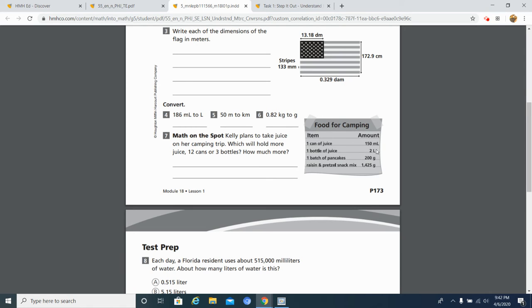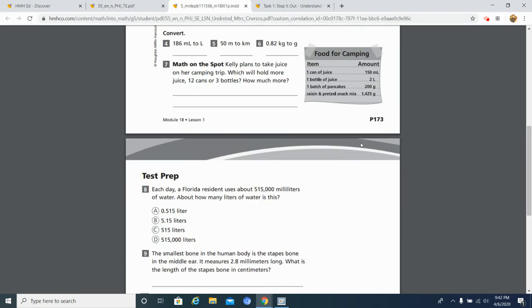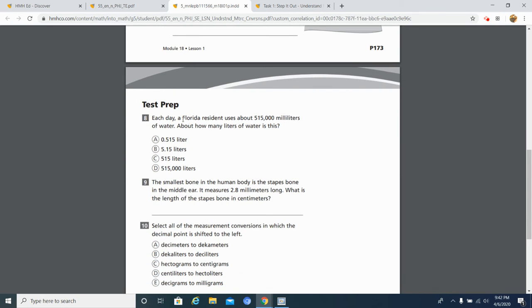Okay, but then they're in different measurements. So you've either got to change the juice to liters, or you've got to change the bottles to milliliters. Okay, I always like to do where you multiply. It seems to be easier. So figure out which one. And then it says how much more. Okay, that's the second part. How much more means what? We subtract to find out whichever one is how much more.